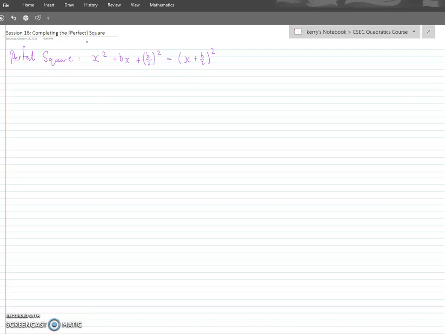It's completing the perfect square because what we are trying to do is get a quadratic that isn't a perfect square to look something like a perfect square. So I'm going to show you examples immediately. Example: complete the square.